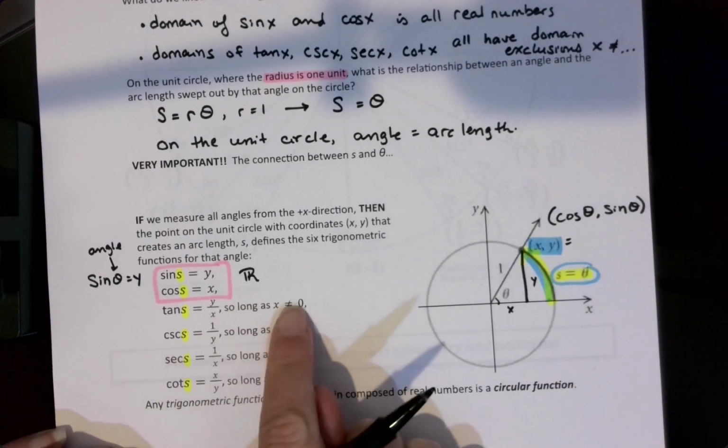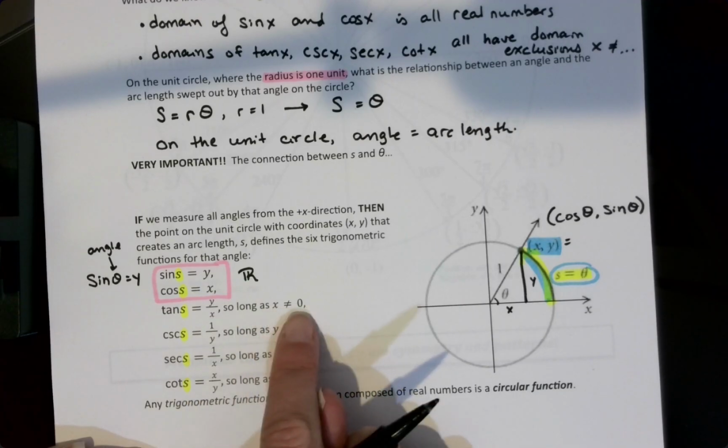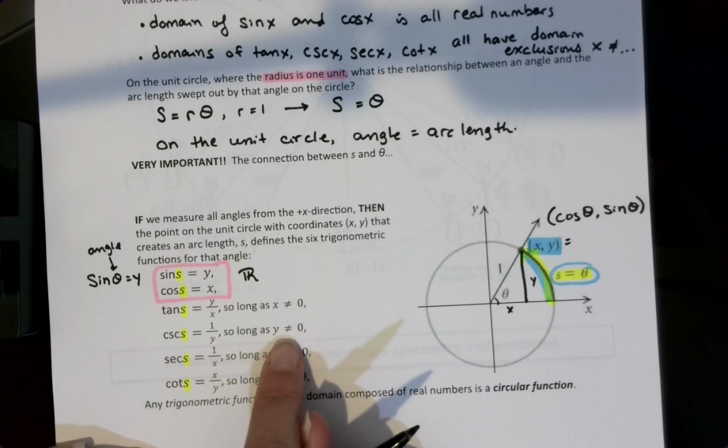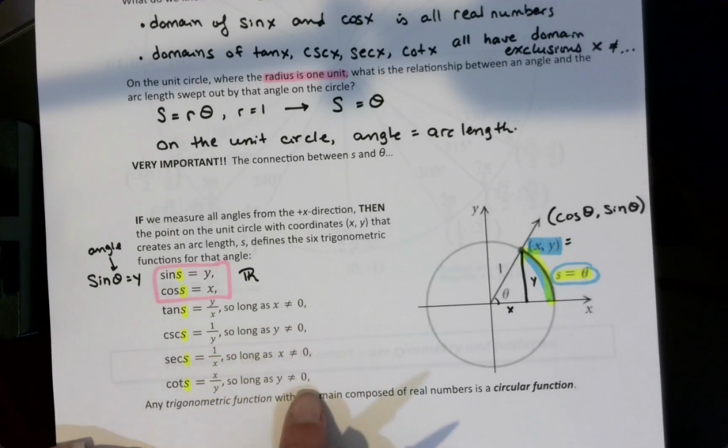And the domain of these will have exclusions whenever the denominator of the ratio is 0. So for the tangent, whenever x would be equal to 0, that would be excluded from the domain. So it's defined as long as the x value is not 0. The y value being equal to 0 here would cause this to be undefined. So the exclusion is, as long as y is not equal to 0, this is defined, and so on.